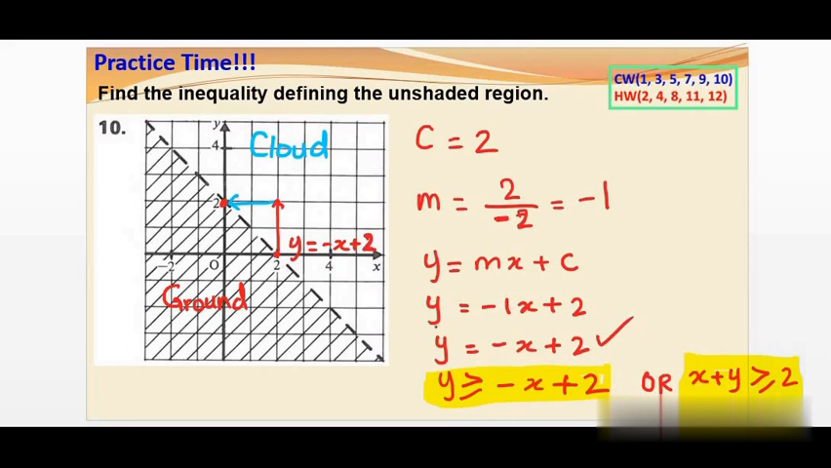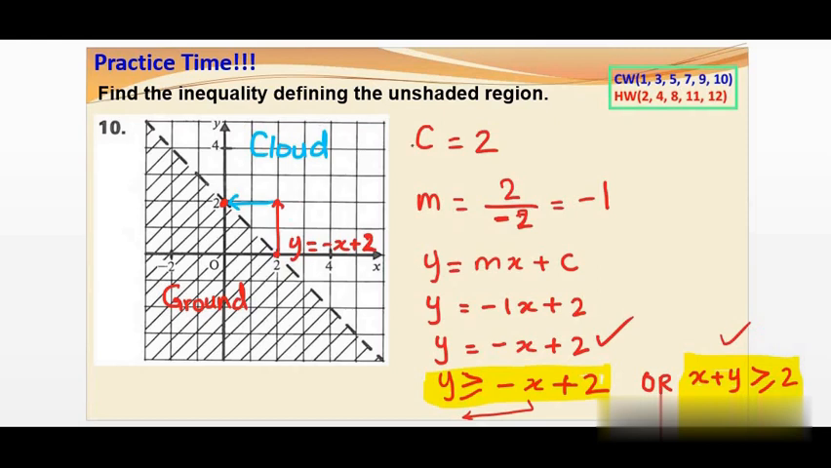Then because the cloud is unshaded, the upper part, the larger numbers are there, so you can say y is greater than or equal to negative x plus 2. This inequality can also be written as follows: if you move this x to this side, it will change into positive x. So you can say x plus y is greater than or equal to 2.